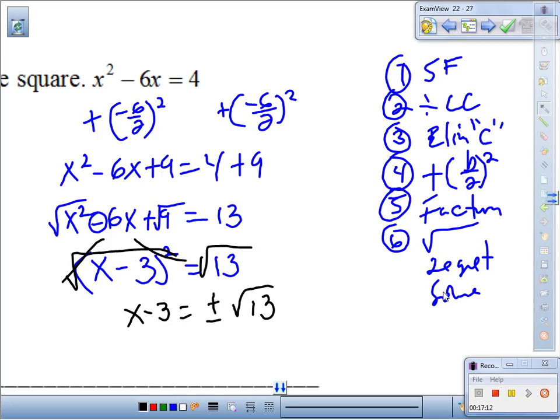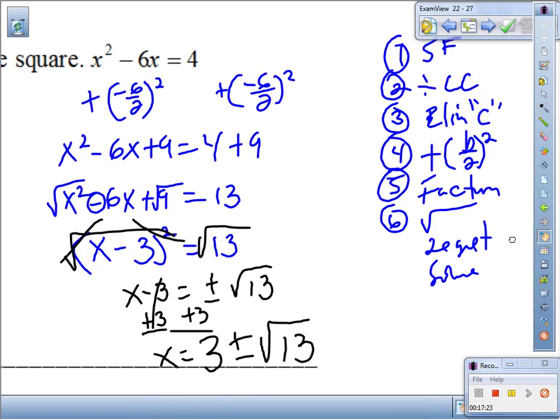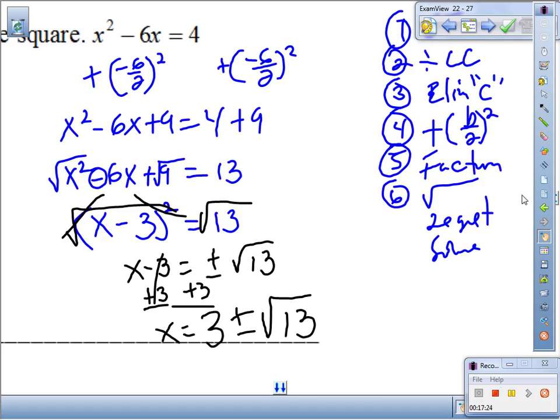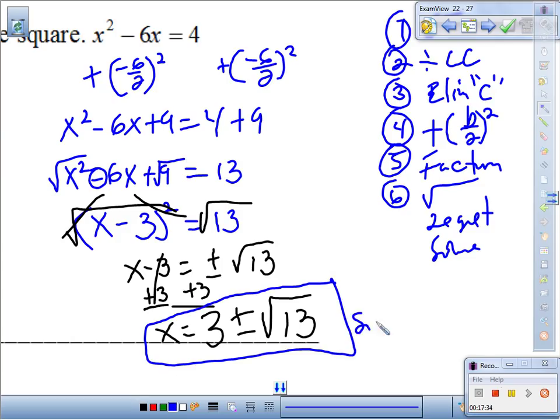All right, let's solve for x. What do I do here? Plus 3 plus 3, x equals 3 plus minus square root of 13. Question, is this a word problem? No, so we don't need to have the exact decimal equivalent of this one, which means what? That we are done. That is correct. Solutions.